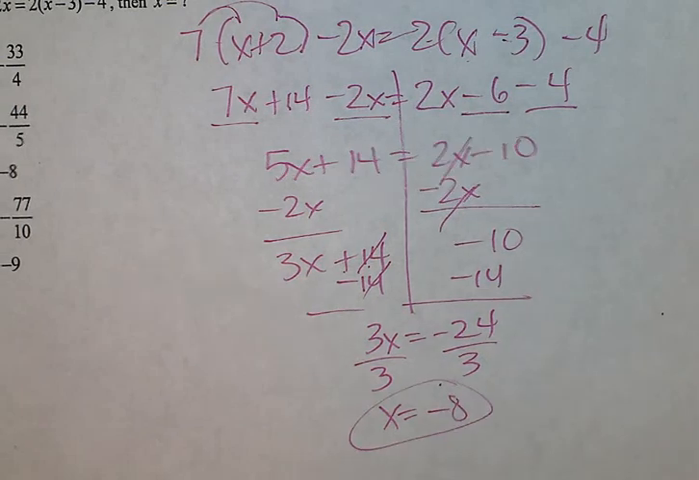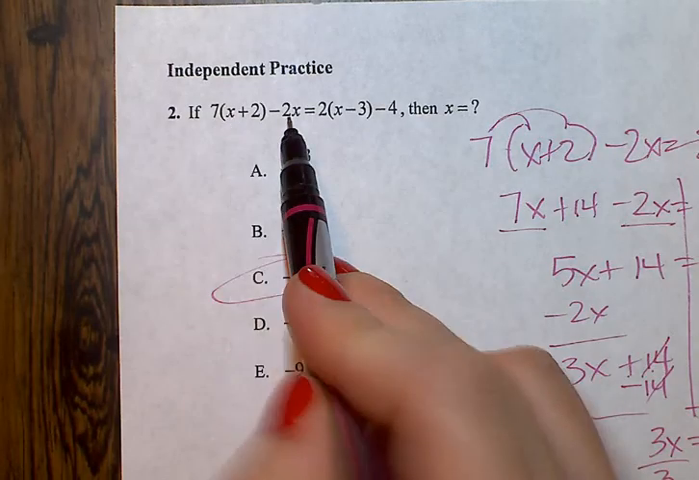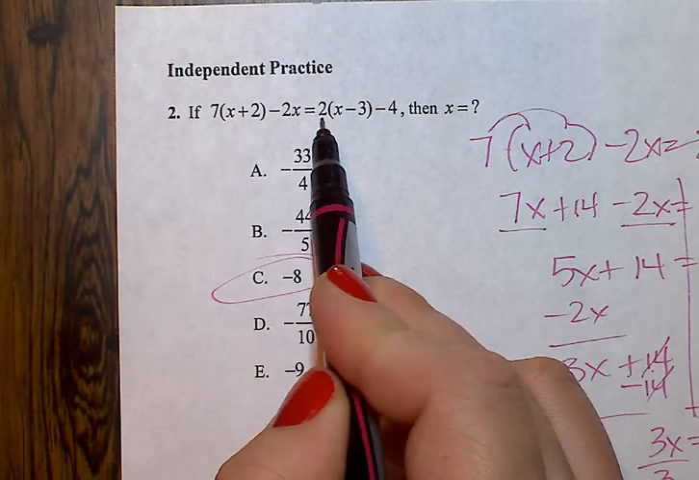Correct answer is 8. Remember, if you do have time, you can always substitute it in for x. Evaluate the left-hand side and the right-hand side, and they should be equal.